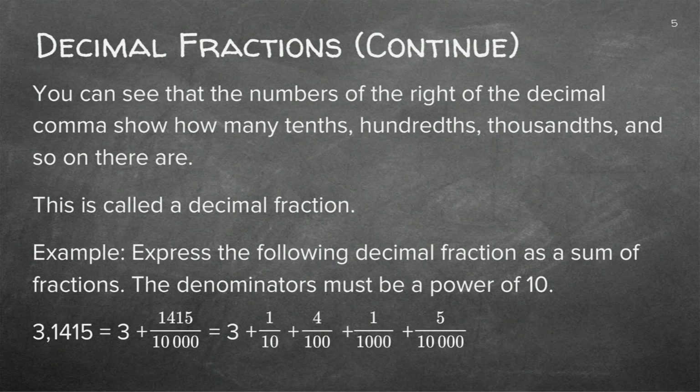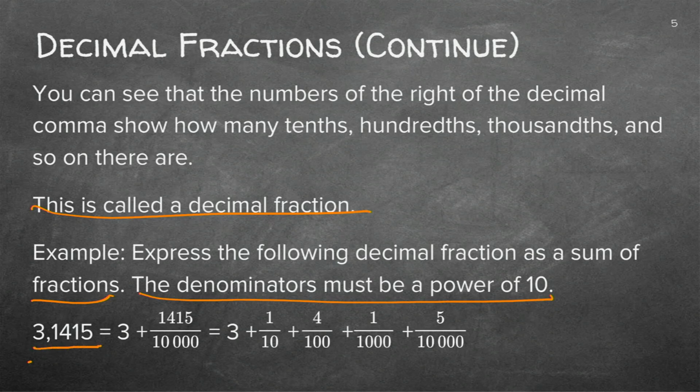Okay. Now you can see that the numbers to the right of the decimal comma show how many tens, hundreds, thousands, and so on there are. So this is called a decimal fraction. They're going to ask you to express the following decimal fraction as a sum of fractions. The denominators must be a power of 10. This is very important.